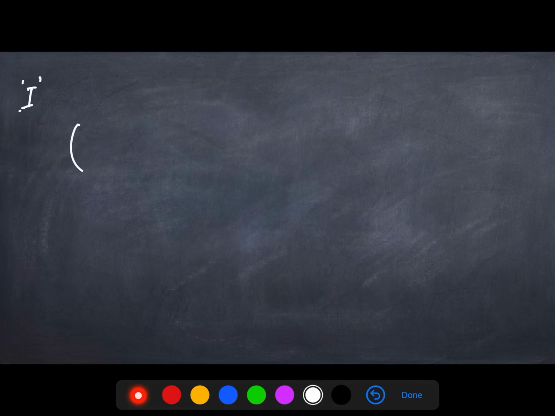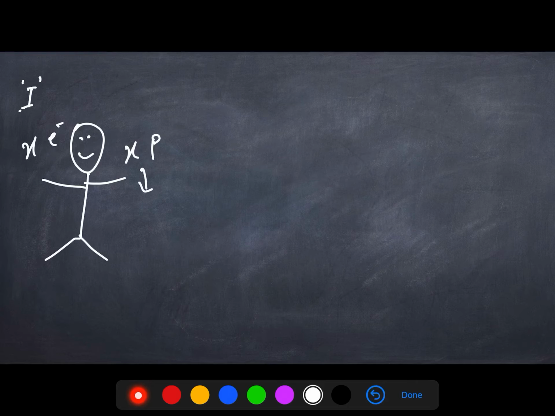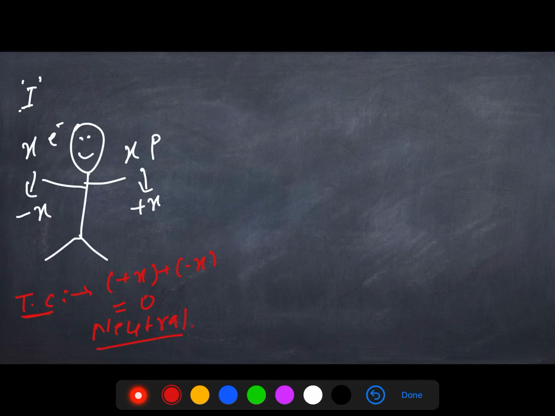We'll take one more scenario, the general case. So in the general case, we are taking scenario 1. A person whose right hand carries x number of protons and the left hand carries x number of electrons. Because of x protons, we'll have plus x charge. Because of x electrons, we'll have minus x charge. If we have to calculate the TC, which is the total charge, will it be plus x plus minus x equals 0? This person, or this atom, is neutral. It's neutral because the total charge is 0.